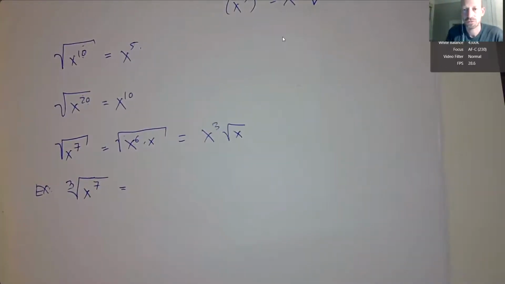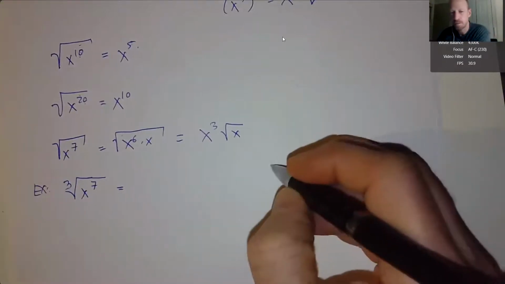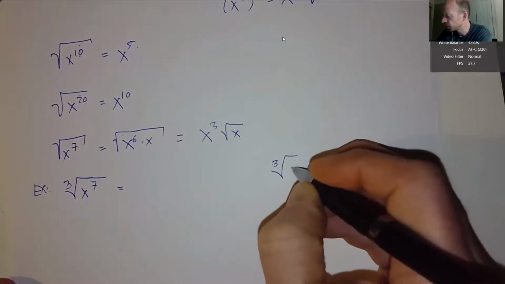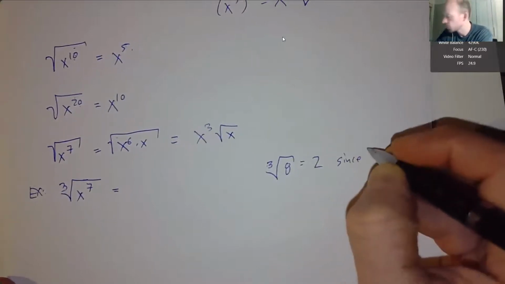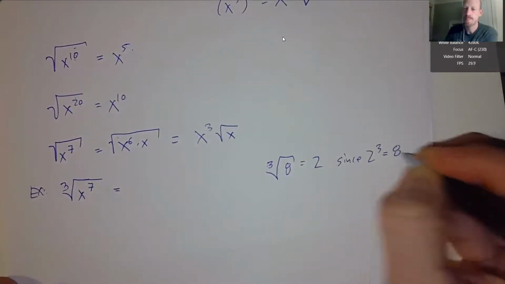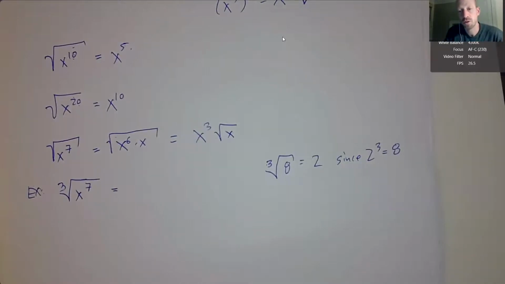So here I'm jumping a little bit. We haven't formally defined the cube root, but it's the same idea as a square root, except instead of squaring, you have to cube the number to get it back. So maybe before we jump into x to the 7th, the cube root of 8 is 2, since 2 cubed, 2 times 2 times 2, gives us 8. So this is the definition of a cube root.